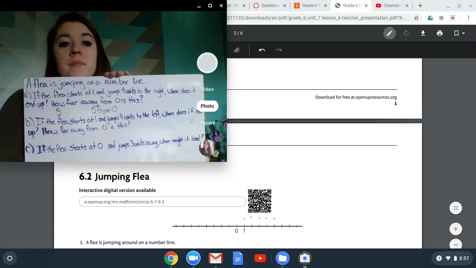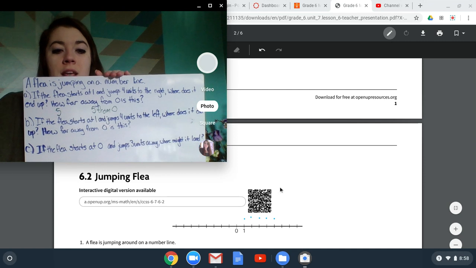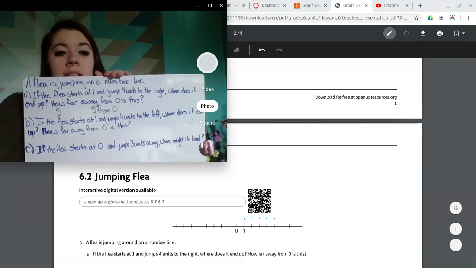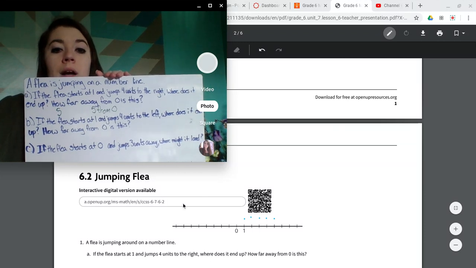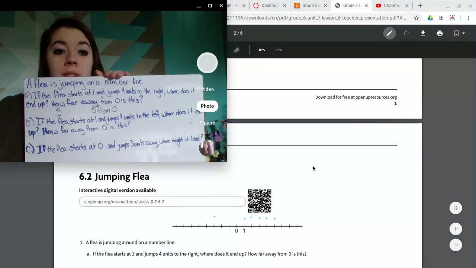So it's 5 from 0. All right, our next question, which you guys can't see on the slide, but I do have right here, says if the flea starts at 1, so still starting back at our 1, and jumps 4 units to the left, so now we're going to the left instead, where does it end up? So starting at 1, we go 1, 2, 3, 4, so we end up right there. And if we end up there, what value is that?